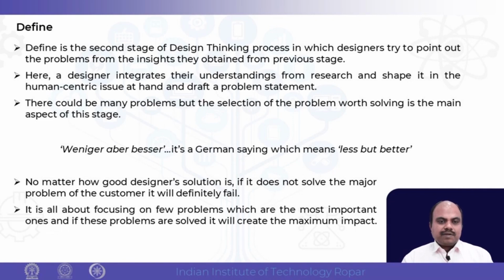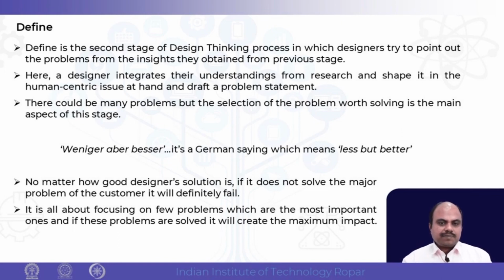Now we are going to go for define. The second step of design thinking is the define. Define is where, from the understanding, we are going to define the problem in depth. So we're going to find out the problems and pinpoint exactly what the problem is. So human-centric issues is a problem, and then you're going to draft the problem statement.